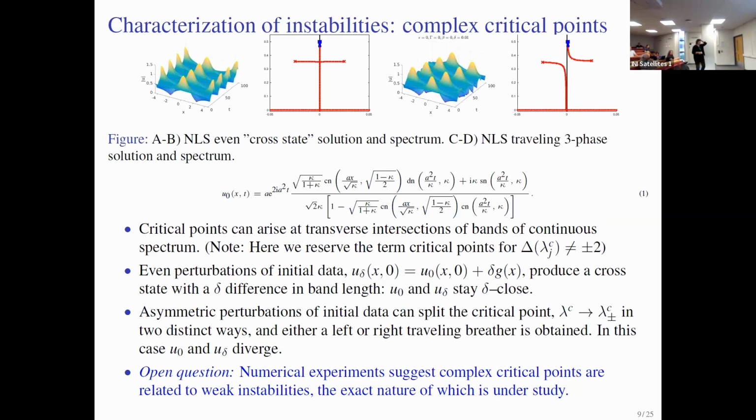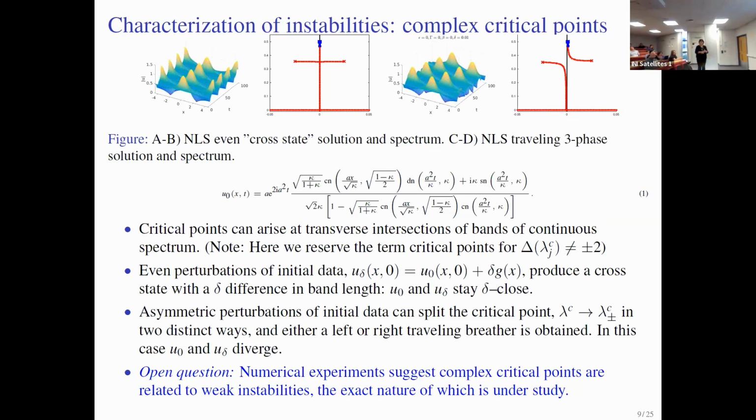And so as an example, if you consider this even standing wave state, which has a cross, it's called a cross state colloquially because of the appearance of its spectrum, then you notice that there's this intersection of the complex bands of spectrum in the upper half plane. And so you have a critical point. Critical points can arise at the transverse intersection of these bands of spectrum. And going forward, we're just going to talk about critical points as the ones that arise when you are not an element of discrete spectrum.